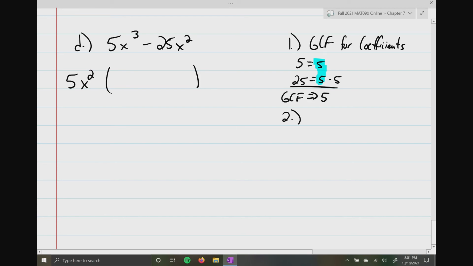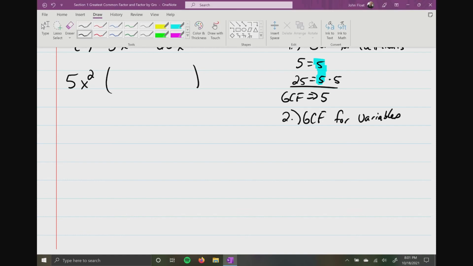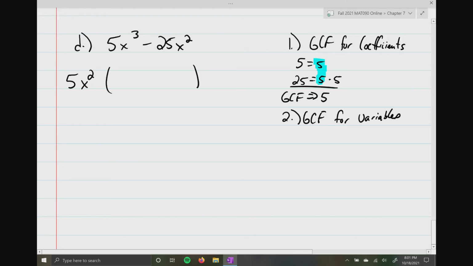Step 2, GCF for the variables. Now, I'm going to highlight, but then I'm going to erase. Notice in both terms, you have x's. You got x's in both terms, which means you're going to be factoring out x's. But now the question becomes, well, how many? Well, if you recall, the smallest exponent is going to be your GCF. So the GCF for the variables is x to the second. So now I'm underlining on the left-hand side of the screen.